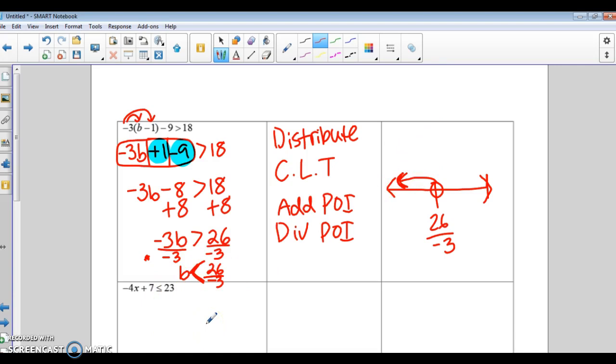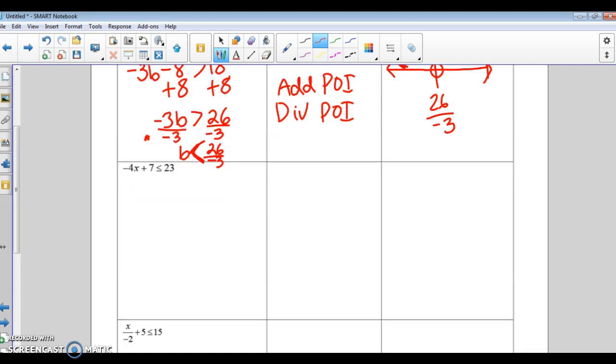Okay, so isn't that so easy, guys? All you need to do is you just need to follow exactly same steps that we did in equation. The only thing that you have to remember is to flip the symbol when you multiply or divide by negative. Okay, now I want you to pause the video and work on the next question. Once you're done with the video, please resume and then you can check your answers. Okay, pause the video.